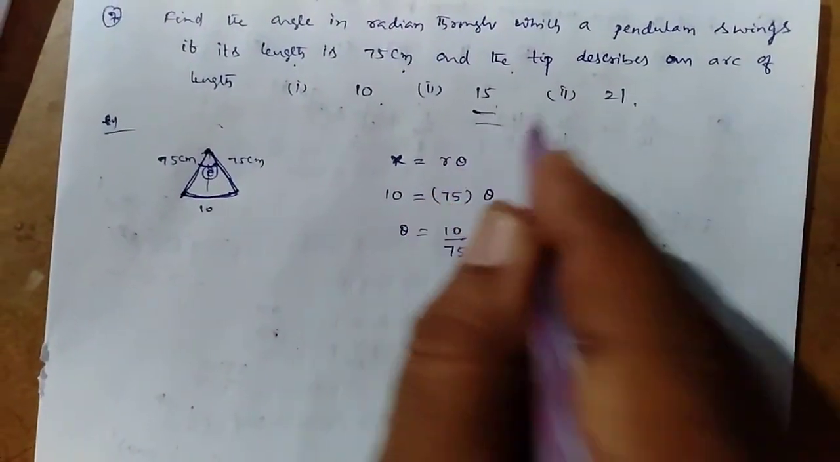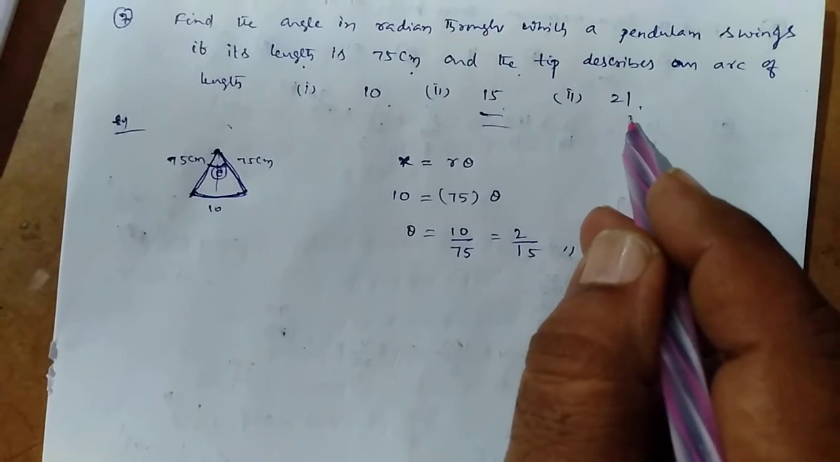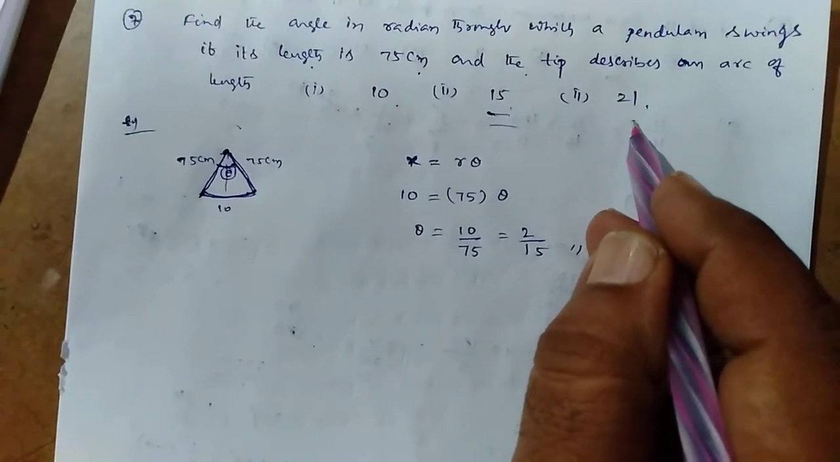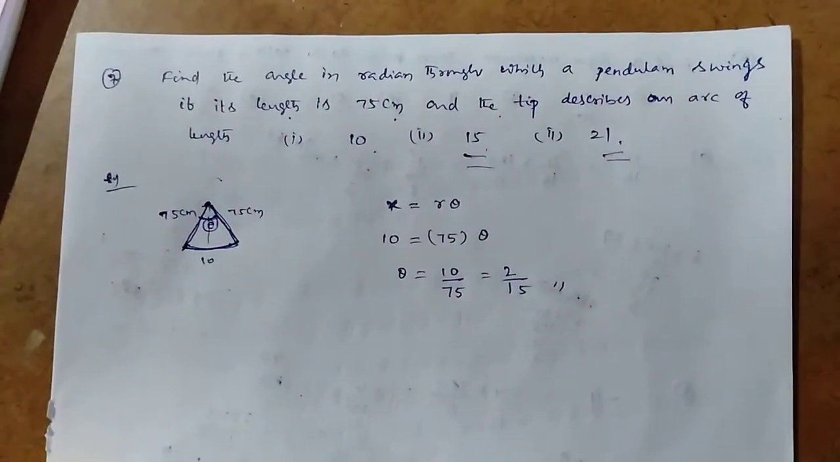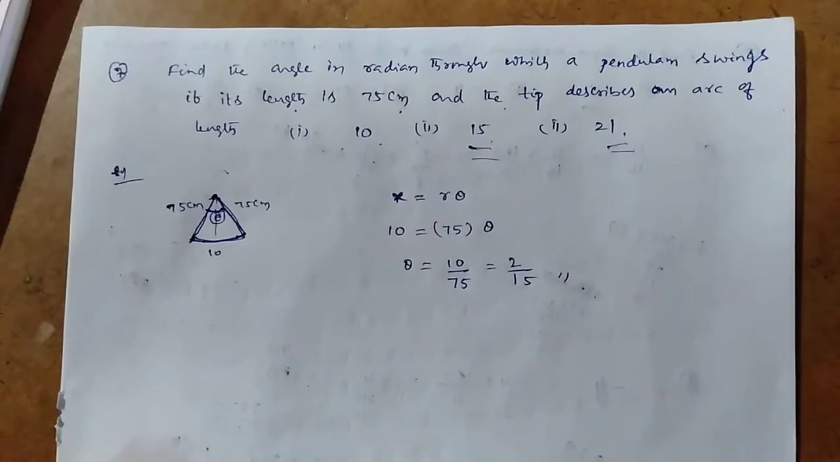Similarly, do for 15 centimeters arc length and for arc length 21 in the same way. So that ends exercise number 3.1. Thank you.